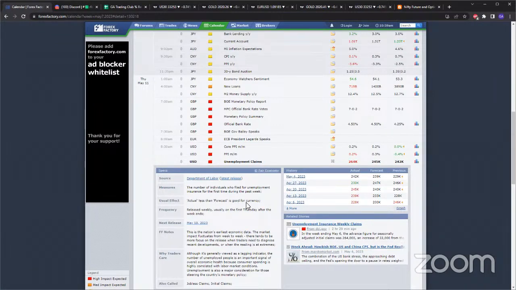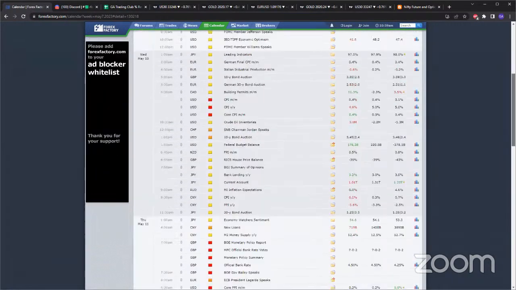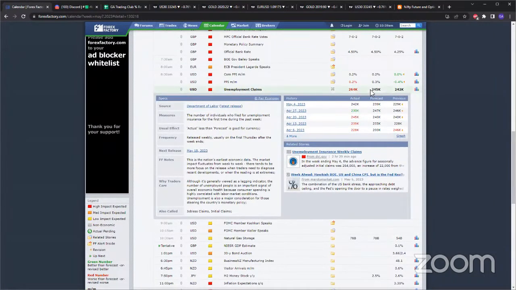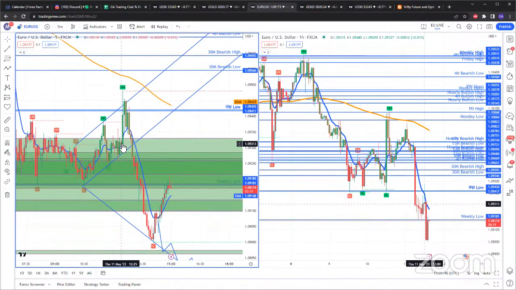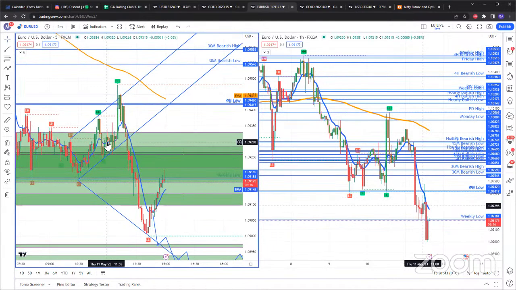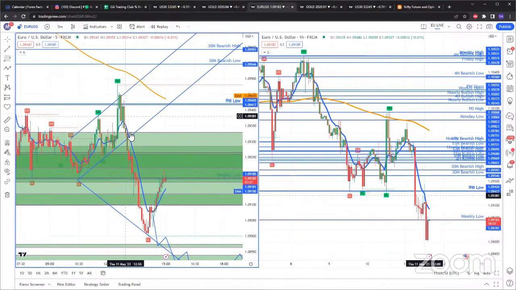Then they tell you the number of individuals who filed for unemployment. So actual less than forecast is good for currency. This means that if this was less than the forecast, which was 245, then stuff like EU would go down, and the US dollar would rise. But what happened today during news? They manipulated price and pushed price up, but based on fundamentals, the US dollar gained in value. So that's why you had this downtrend.